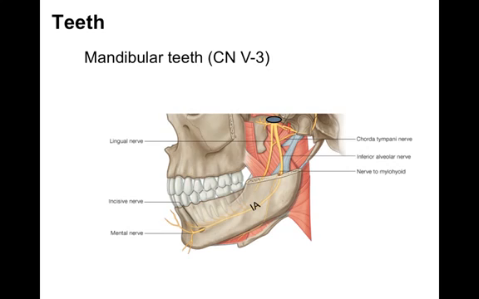Now our mandibular teeth, cranial nerve V3, traverses the foramen ovale, and then that inferior alveolar nerve courses down through the mandibular foramen by the lingula, enters into that inferior alveolar canal, and provides innervation to the mandibular teeth, and exits this mental foramen as the mental nerve.